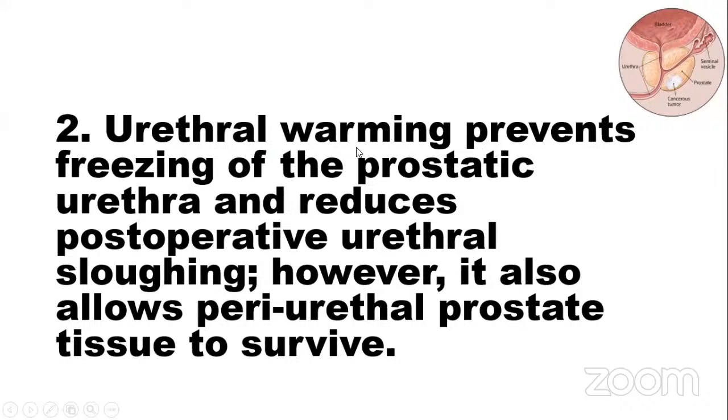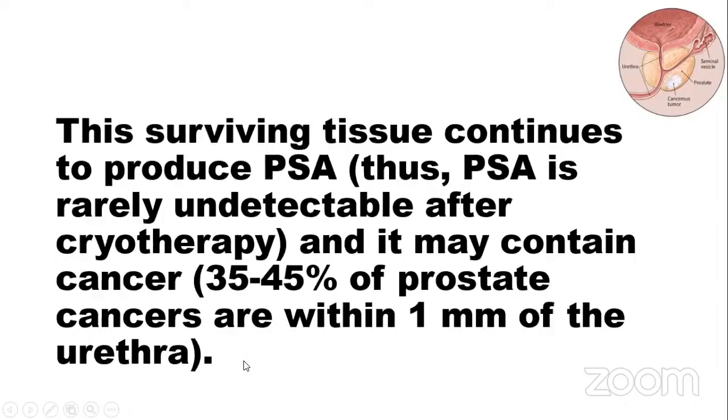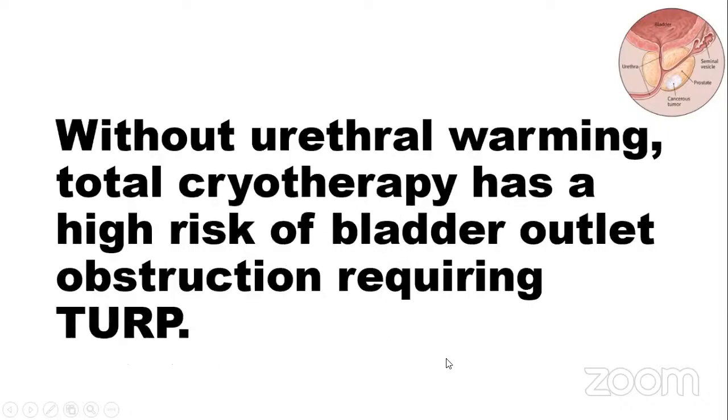Urethral warming prevents freezing of the prostatic urethra and reduces postoperative urethral sloughing. However, it also allows periurethral prostate tissue to survive. This surviving tissue continues to produce PSA, thus the PSA is rarely undetectable after cryotherapy, and it may contain cancer. 35 to 45% of prostate cancers are within 1 millimeter of the urethra. Without urethral warming, total cryotherapy has a high risk of bladder outlet obstruction requiring TURP.